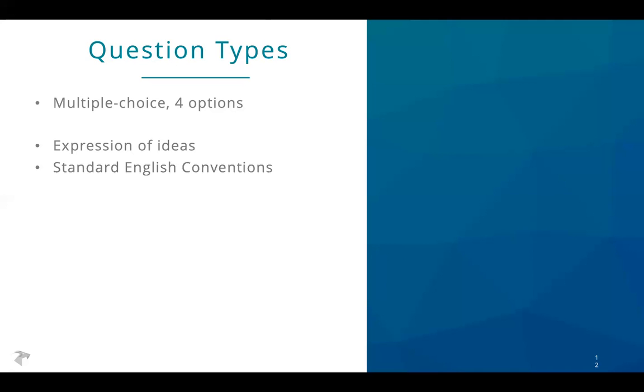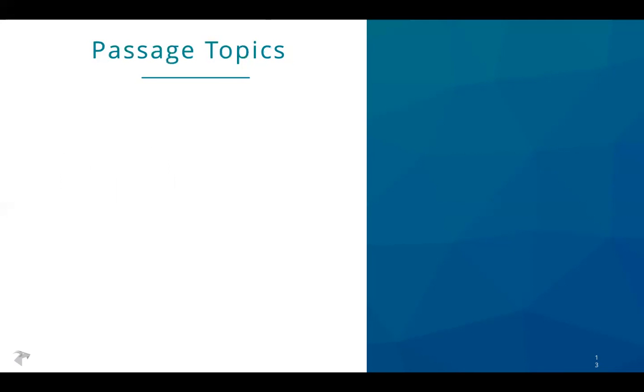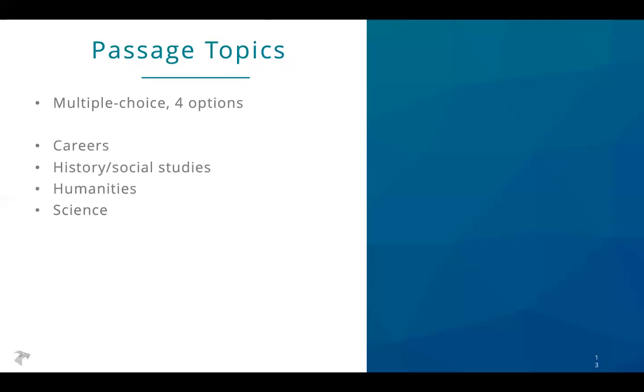And then expression of ideas has more to do with how something is written. So how to write things most clearly to express ideas. So that will be things like, is this redundant information? What would be the best topic sentence that introduces the information that comes next in the passage? How should you organize these sentences so that it makes sense? Those sorts of questions will fall into expression of ideas. The topics that you'll see in the writing and language section for those 4 passages will be careers, history or social studies, humanities, and science.